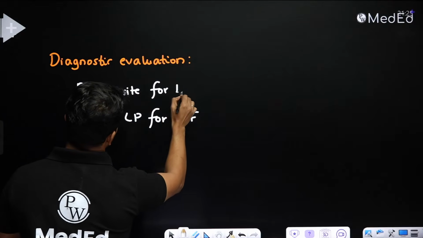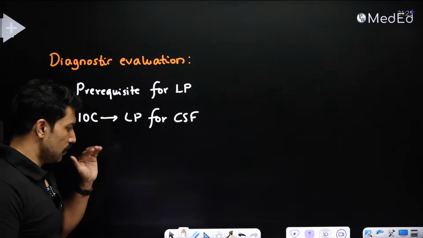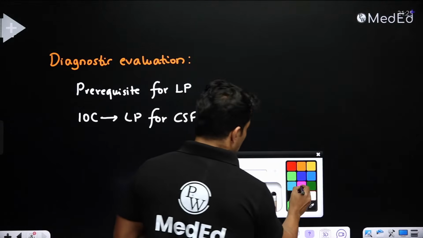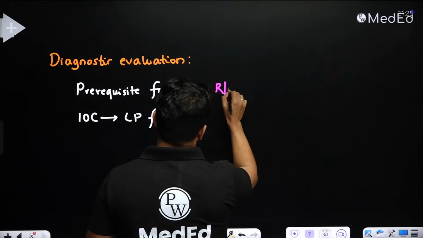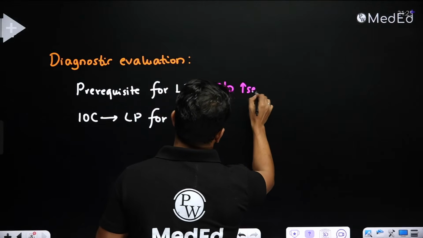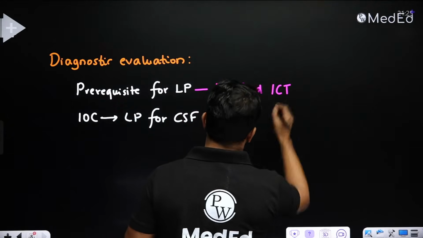So there is a prerequisite, or a minimum need, for the lumbar puncture. I have to ensure that raised intracranial tension is not there. I have to rule out raised ICT. How do I rule out raised ICT?